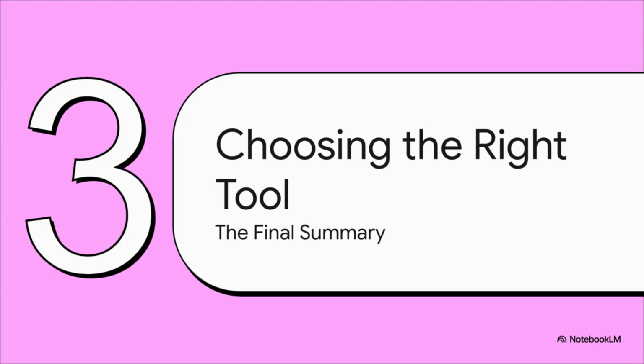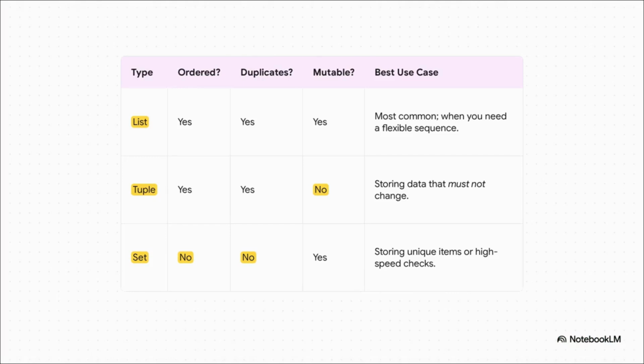All right, so we've looked at duplicates, we've looked at order, and we've looked at mutability. Let's bring it all together now. This is where the rubber meets the road, and we figure out exactly which tool to grab from the toolbox for any given job. Okay, this table right here is our ultimate cheat sheet, so let's run through it. First up, the list. It says yes to everything: order, duplicates, and being changed. It's your flexible, all-purpose Swiss Army knife. It's the default for a reason.